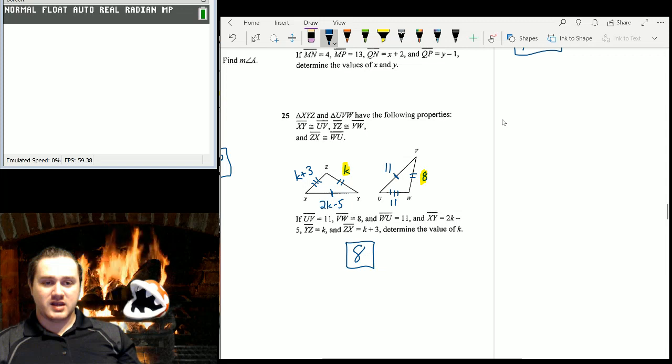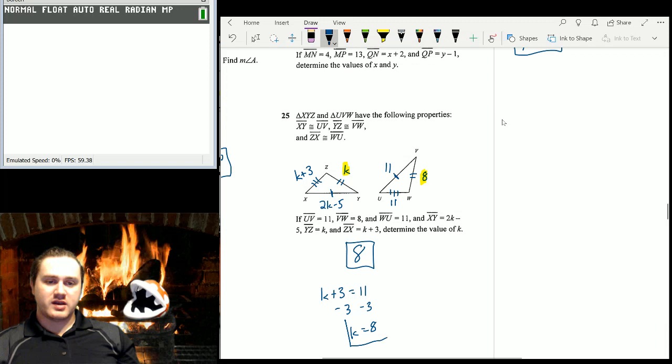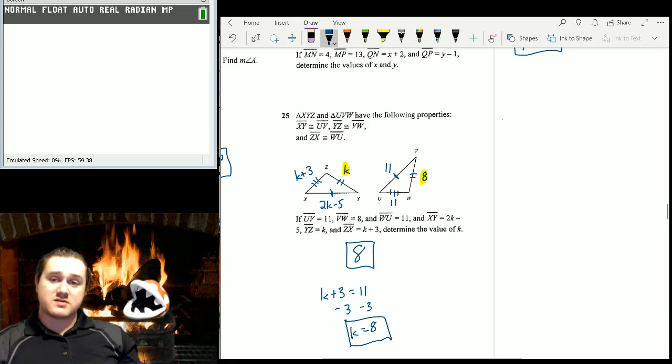But if you did it with another one, say we did K plus 3 equals 11, we'd subtract 3 and we'd get K equals 8. No matter what, you're going to get the answer to be 8. It's just that some of them might be easier than the others.